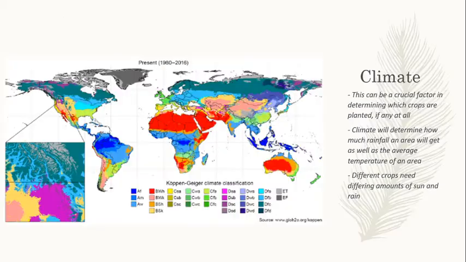Next would be climate. This can be a crucial factor in determining which crops are planted, if any at all. Climate will determine how much rainfall an area will get, as well as the average temperature of an area. Different crops need different amounts of sun and rain. This is a map of the Köppen climate system.